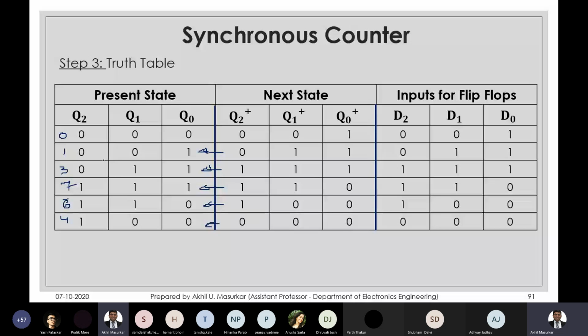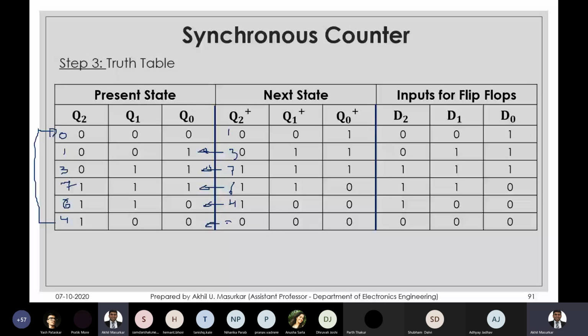So basically here after 0 we want 1, after 1 we want 3, after 3 we want 7, after 7 we want 6, after 6 we want 4, and after 4 we want this to come back to 0. So that is why this is going to be 0.